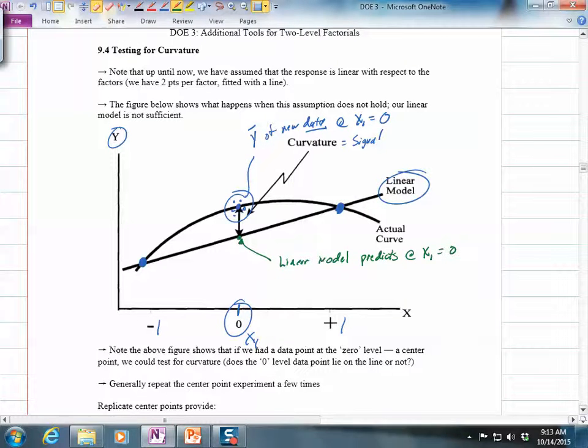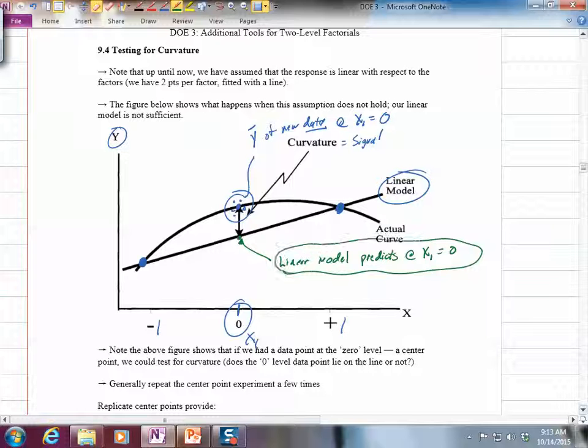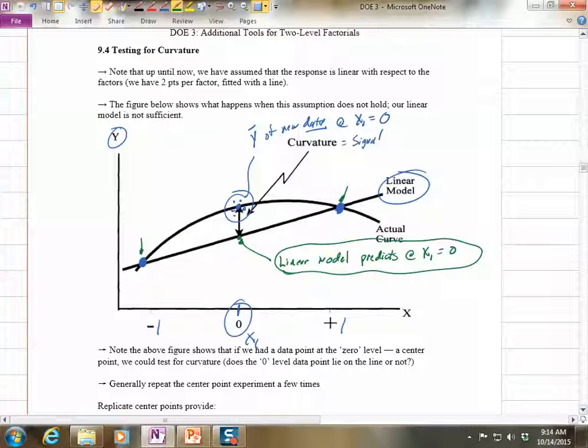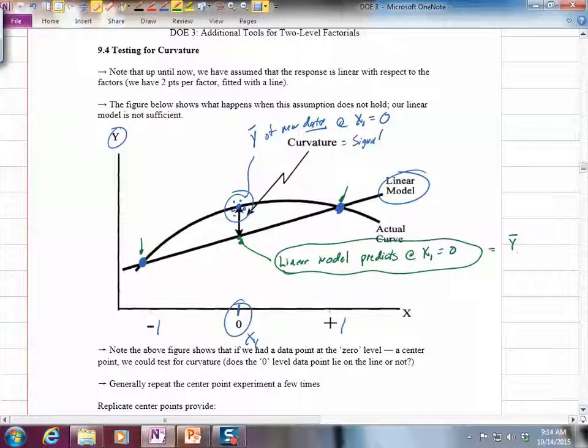Okay, so now let's think about this a little bit more. How would we calculate this? I've got this and this. I've got two numbers here. They're the average of all the low values of x1 and the average of all the high values of x1. This point right here, is it in the middle between the two? If I average this and this, do I get that? Looks like it. You can probably prove it to yourself. So that ends up being the average of the factorial points, which are the corner points.